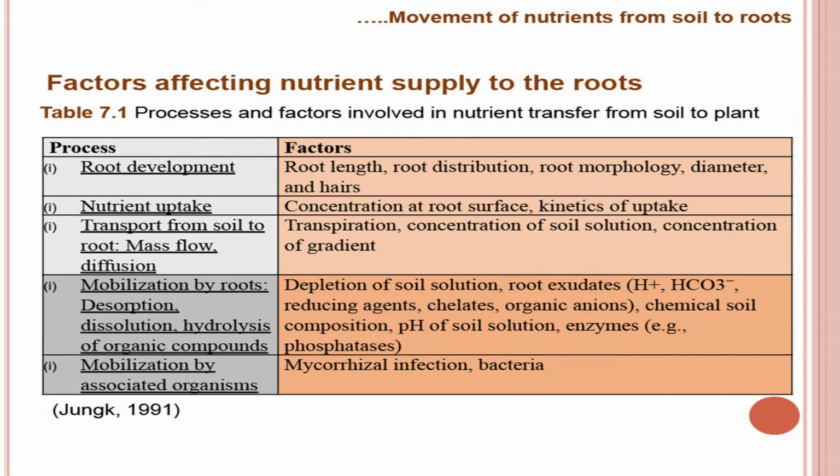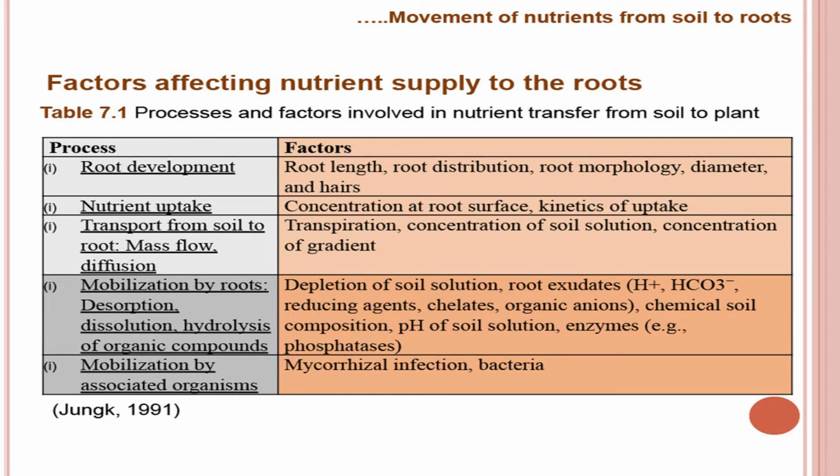Similarly, nutrient uptake, concentration at the root surface, and kinetics of uptake will all affect nutrient uptake, and then transport from soil to root by mass flow or by diffusion. It will definitely be affected by transpiration, as we have explained, the concentration of soil solution, and the concentration gradient. These 3 points are important and will affect the transport from soil to the roots.